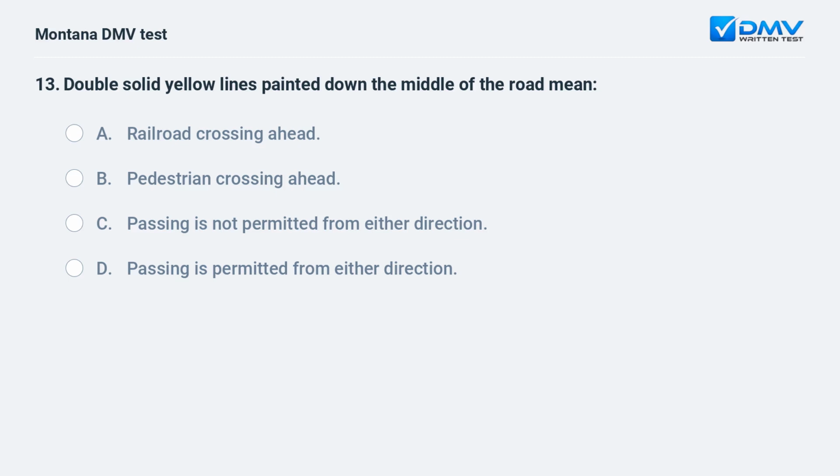Double solid yellow lines painted down the middle of the road mean: A. Railroad crossing ahead. B. Pedestrian crossing ahead. C. Passing is not permitted from either direction. D. Passing is permitted from either direction.